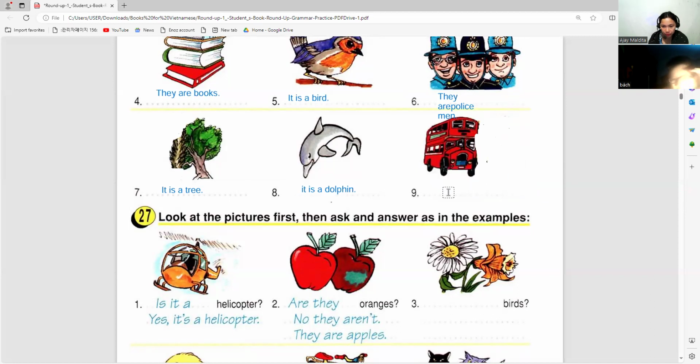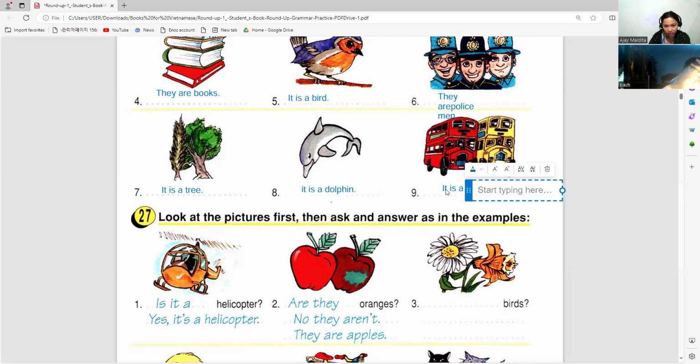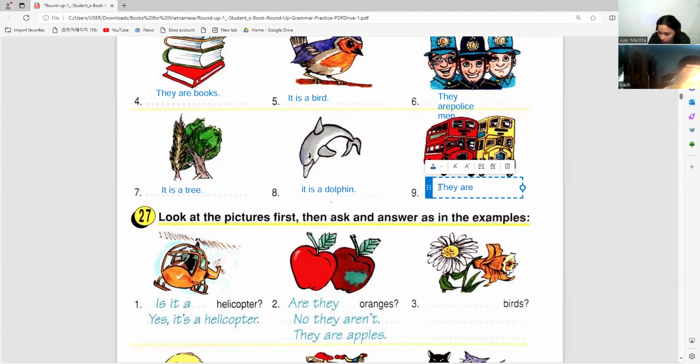Oh, Wang Pak, why it? Because only one, right? It is a bus. Why? Oh, I think this is two. Wang Pak, did you remove the other car? Yes, we cannot say it because we have two. So this is not correct. What's your answer, number nine? We have red and yellow. They are. That's right. They are what? Okay. They are buses, okay? Or they are train? Not train. They are buses.